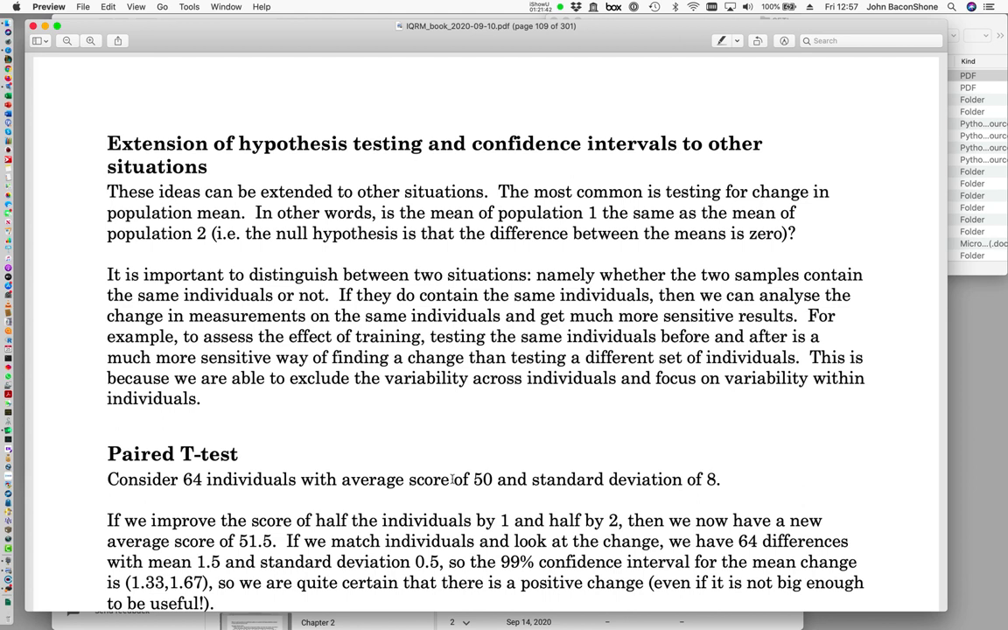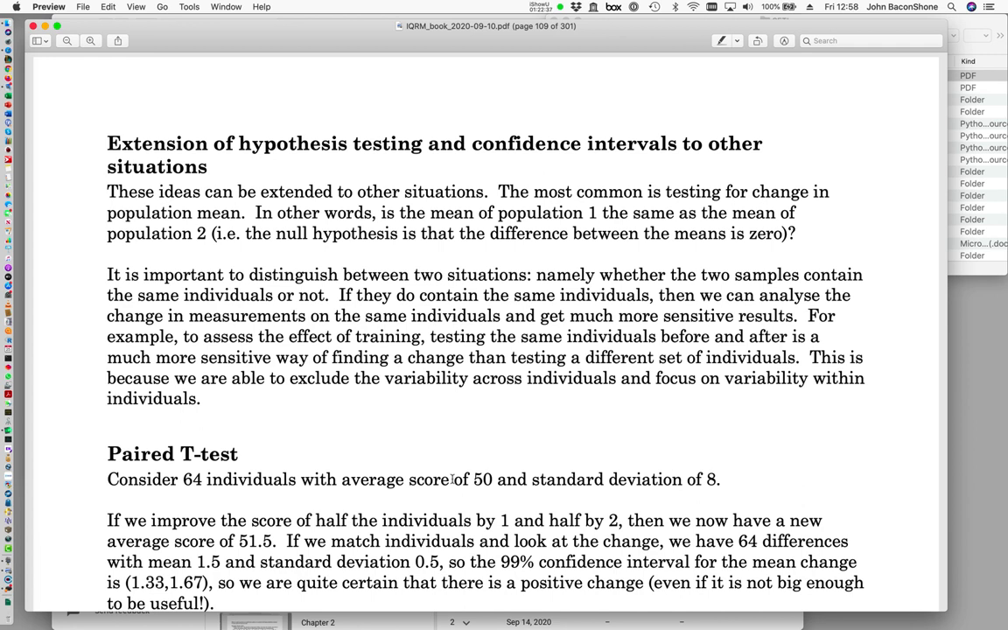whether we're measuring the same sample twice. If we're measuring the same individuals twice, then it's much more sensitive to look at the change in measurements on those same individuals. For example, if I wanted to know whether my course is changing your knowledge, I test your knowledge before the course and I test it after. Looking at the change in your score is a much more sensitive way of assessing whether my course made a difference than just looking at the average scores before and after. That's because by looking at change within individuals, we can exclude the variability across individuals and focus on the variability within. So let's have a look at an example.